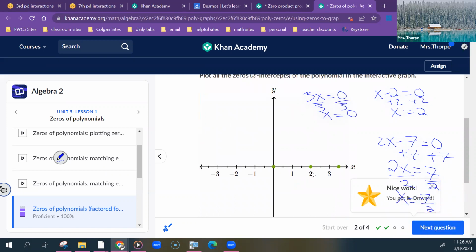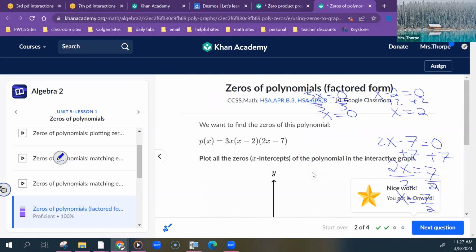So find the zeros, graph them. Some of them you don't have to graph, or they're already graphed and you just have to figure out where they are or what they are. To be able to find your zeros, recognize how to solve them, what they look like. This is the factor form one.